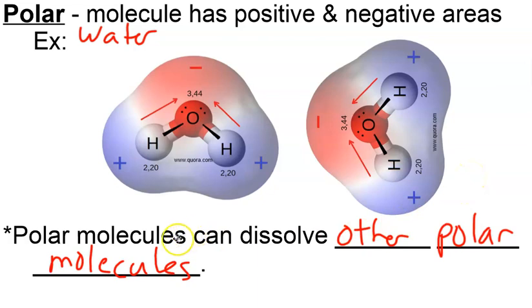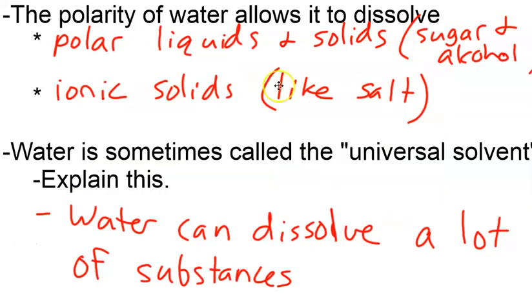All right, so polar molecules, like water, can dissolve other polar molecules. So that means water can dissolve a lot of other stuff. So water can dissolve polar liquids and solids. Some pretty common examples of that would be alcohol, which is a polar liquid, sugar, which is a polar solid, and then lots of ionic solids. Okay, you might be like, what's an ionic solid?